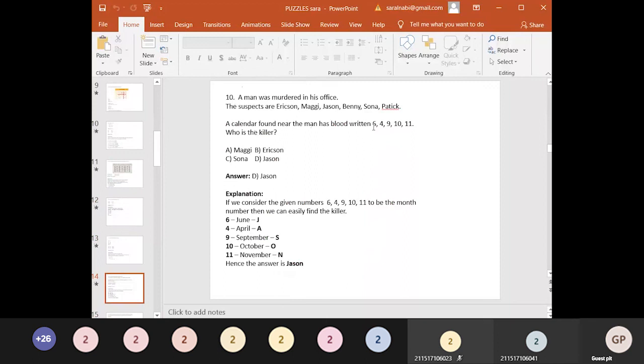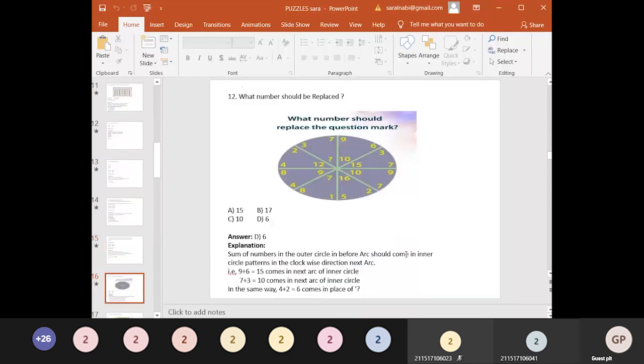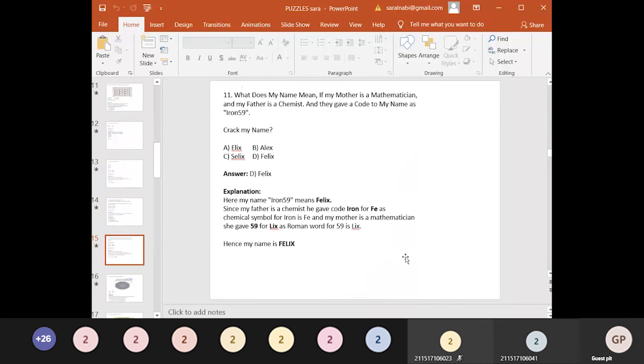If we take the month, 6 is June, 4 is April, 9 is September, and 10 is October. So when you take the first letter of these months, respective of those numbers in the calendar, the answer is Jason. Okay. Likewise, you can apply your logical thinking on it and find out the answer.